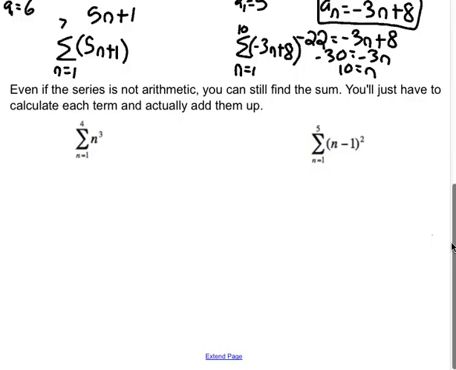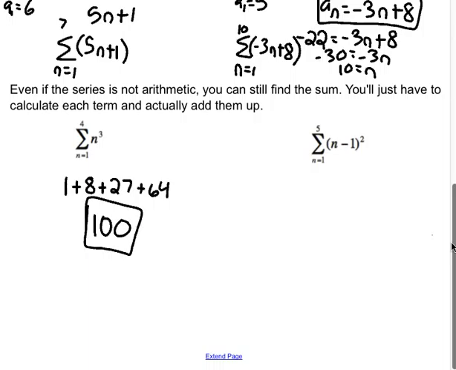I can calculate when n is 1. 1 cubed is 1. 2 cubed is 8. 3 cubed is 27. 4 cubed is 64. So when you don't have something linear in there, you can actually just write out the terms and add them up. Okay, same thing with this one.